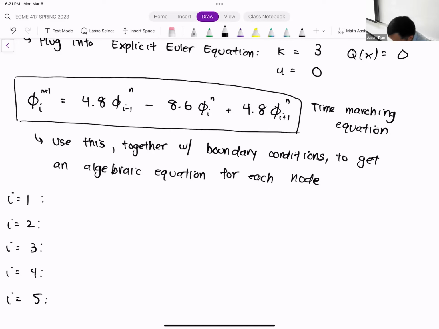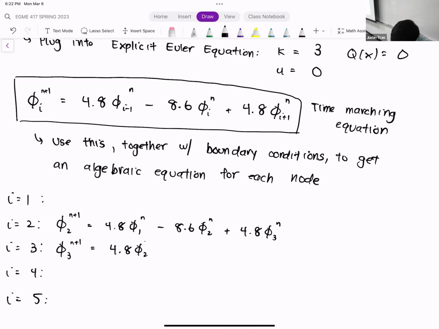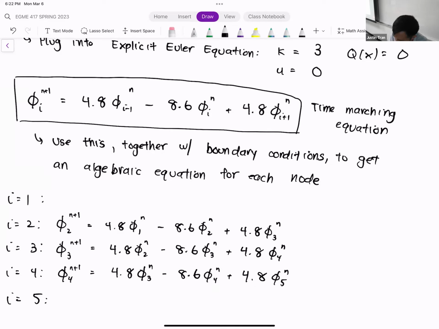Okay, and so if we apply it at i equal to 2, what we get is phi2 at n plus 1 is equal to 4.8 phi1 at n minus 8.6 phi2 at n plus 4.8 phi3 at n. We do the same thing for i equal to 3. So we have phi3 at n plus 1 is equal to 4.8 phi2 at n minus 8.6 phi3 at n plus 4.8 phi4 at n. We have phi4 at n plus 1 is equal to 4.8 phi3 at n minus 8.6 phi4 at n plus 4.8 phi5 at n. Okay.